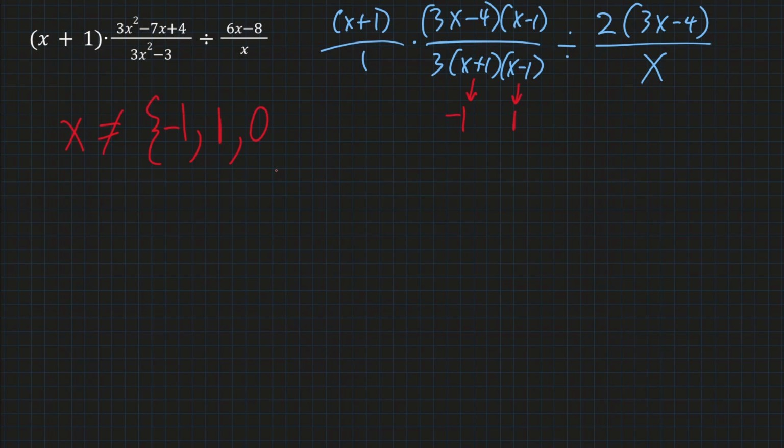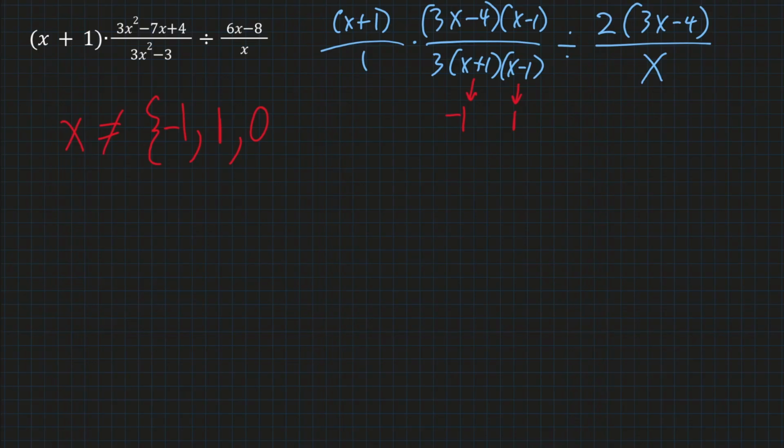Finally, there is a tricky hidden number that we have to exclude as well. And that is because we are dividing by this whole value here. Because we're dividing by that fraction, that whole fraction cannot become equal to 0. How do you make a fraction equal to 0? Well, if the numerator of a fraction becomes equal to 0, then the whole fraction is 0. So this cannot be equal to 0.